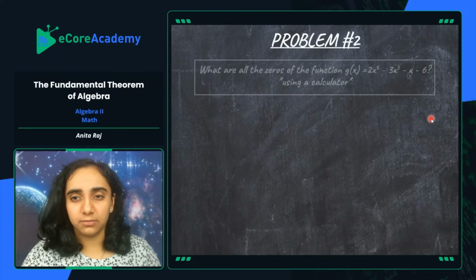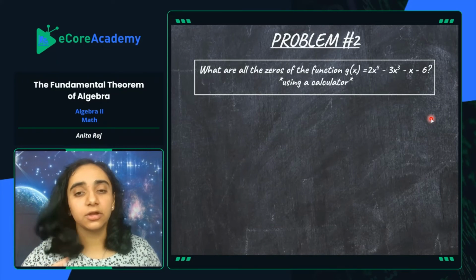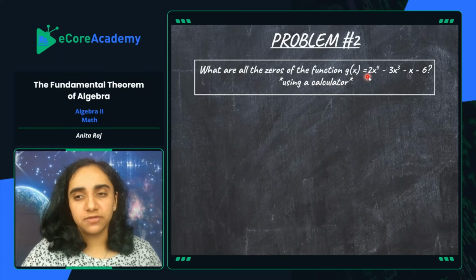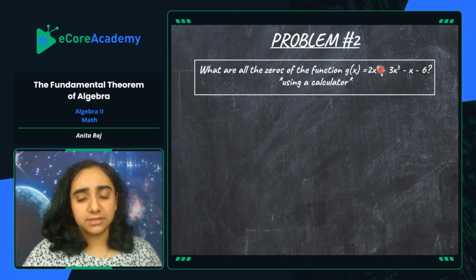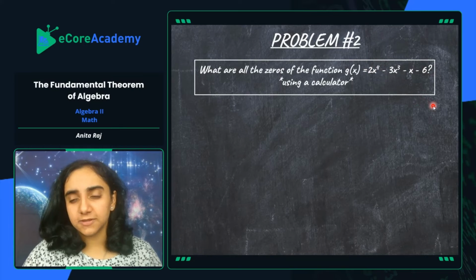We'll quickly go through problem number 2. We're going to use a calculator. So what are all the zeros of the function g of x equals 2x to the 4th minus 3x cubed minus x minus 6? Well, if you look at this function, the highest term is x to the 4th. Luckily, it's in descending order for us, so it should have 4 solutions.